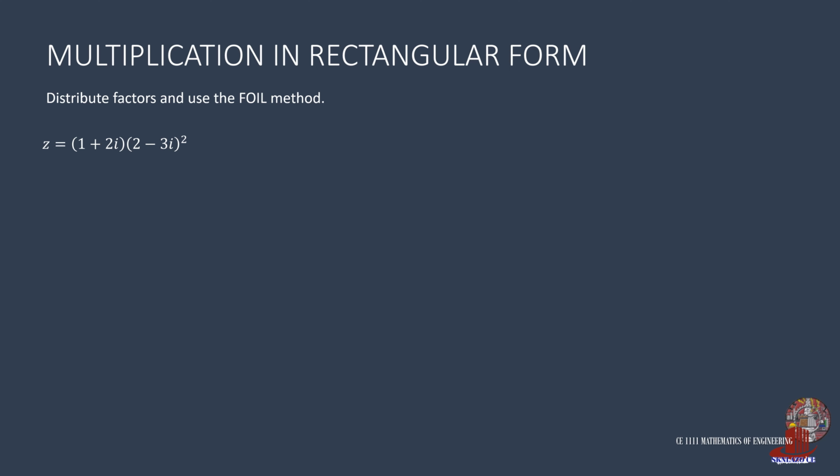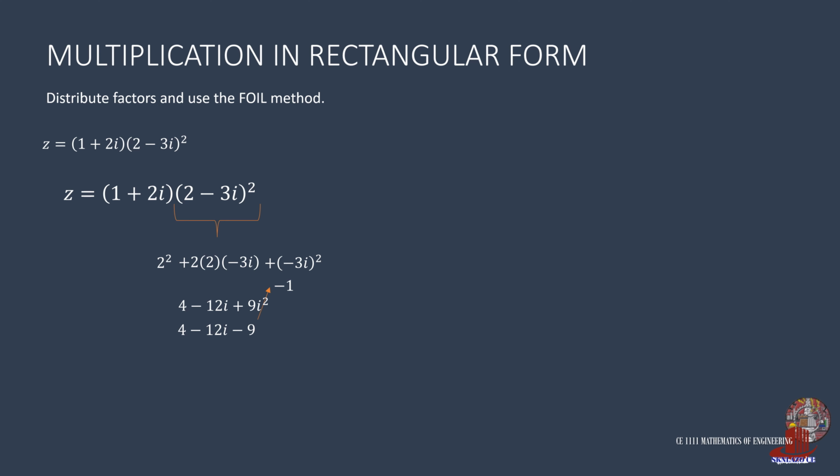How about we twist the problem a little bit? This time, we are to multiply 1 plus 2i with the square of 2 minus 3i. We first expand the square and get the square of the first term, 2, plus twice of the first and the second terms, plus the square of the second term. Simplify everything to have 4 minus 12i plus 9i squared, which can then be simplified as 4 minus 12i minus 9, reduced into negative 5 minus 12i.